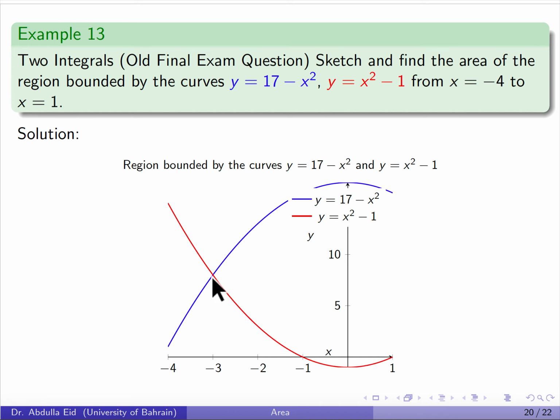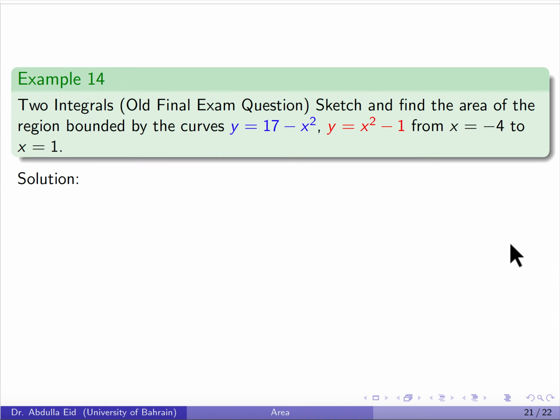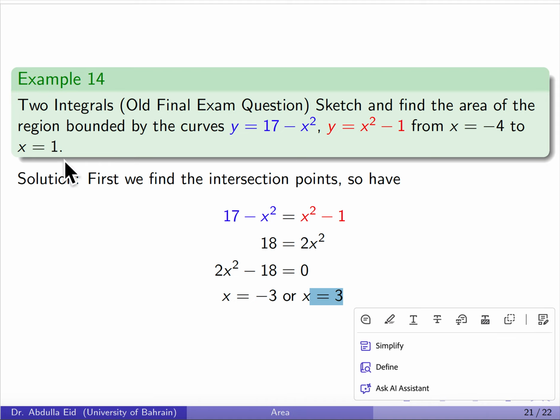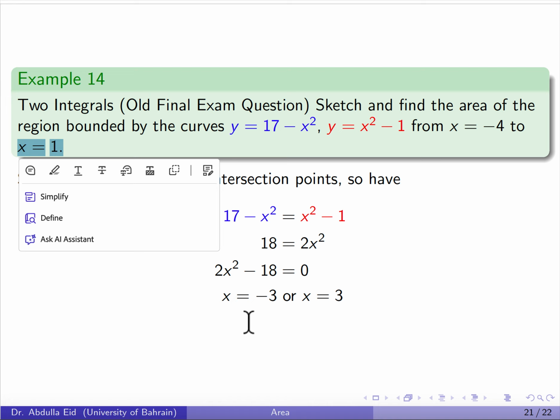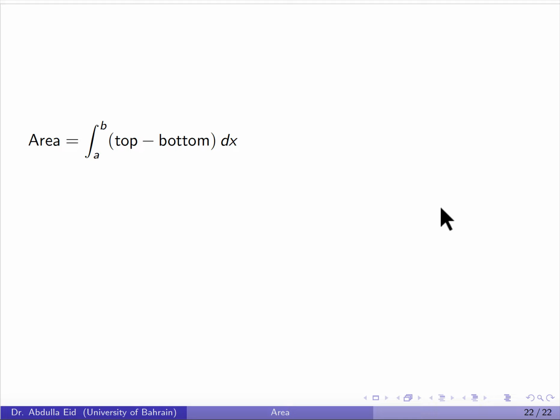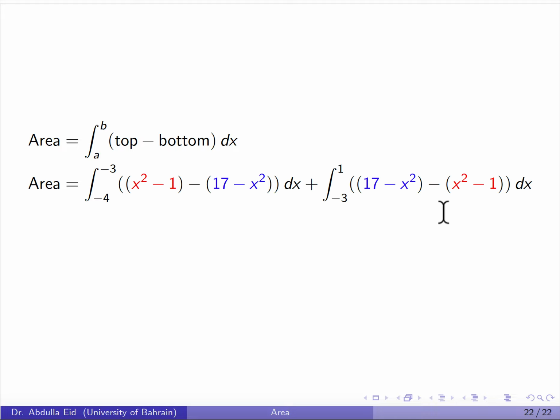Now, how do we make sure what is the intersection point here? We need to solve the 2 equations that are given to you. How do we solve them? We just go ahead and solve them. We get negative 3 and 3. Of course, I don't need 3 because I will stop at 1 anyway. So the only answer I need is negative 3, which is in that range. So if we go back, that's what we will get.